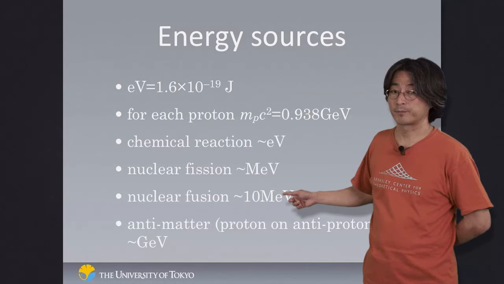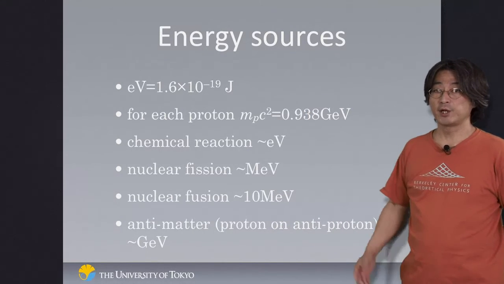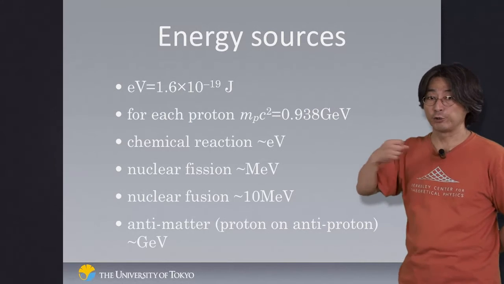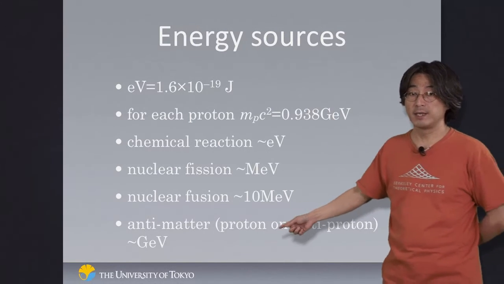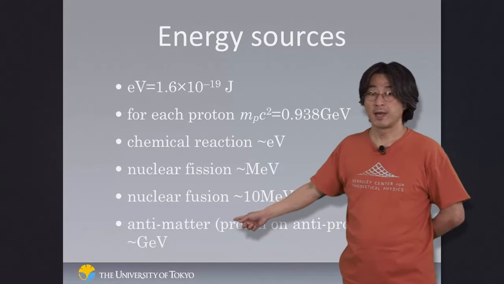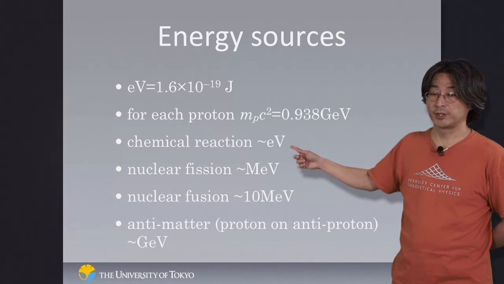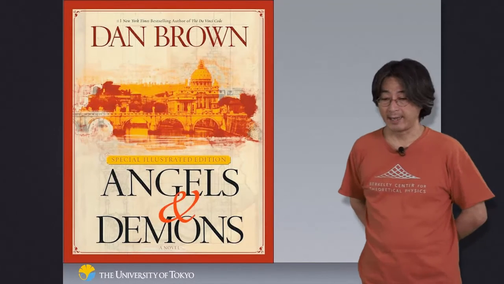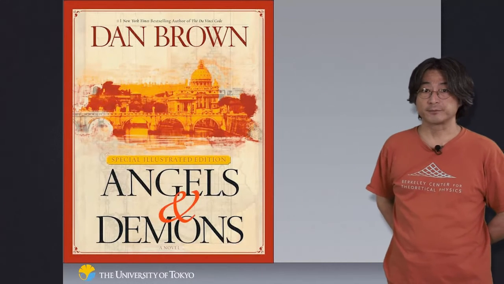But if you use the annihilation of matter and antimatter, you can fully convert the mass of the proton into pure energy. So you use 100% of this, so that would be about a GeV of energy, 100 times more efficient than nuclear fusion, a billion times more efficient than the chemical fuel. So that's why the antimatter can be very useful, but also can be very dangerous.